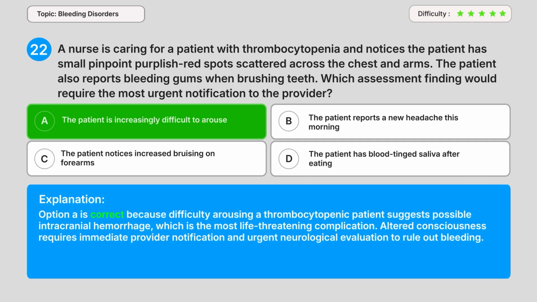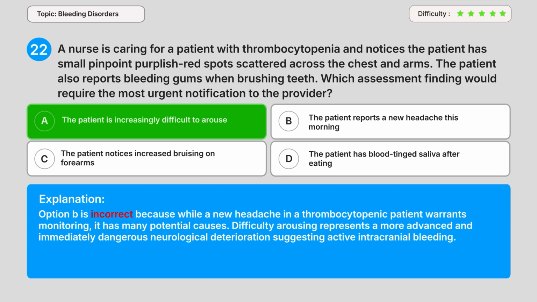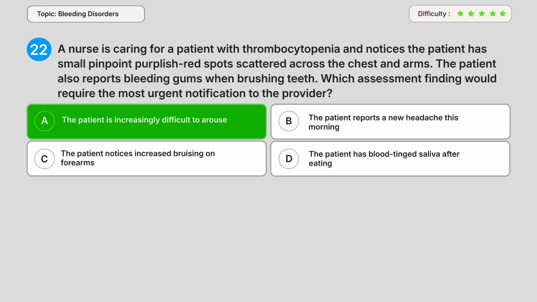Explanation. Option A is correct because difficulty arousing a thrombocytopenic patient suggests possible intracranial hemorrhage, which is the most life-threatening complication. Altered consciousness requires immediate provider notification and urgent neurological evaluation to rule out bleeding. Option B is incorrect because while a new headache in a thrombocytopenic patient warrants monitoring, it has many potential causes. Difficulty arousing represents a more advanced and immediately dangerous neurological deterioration, suggesting active intracranial bleeding.